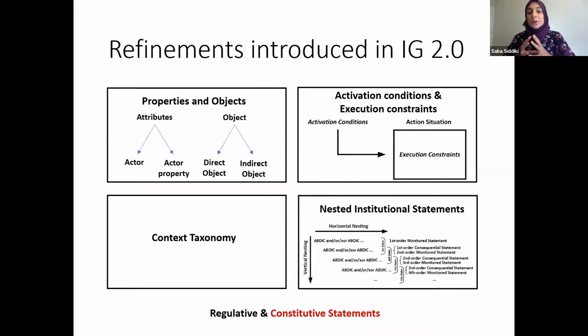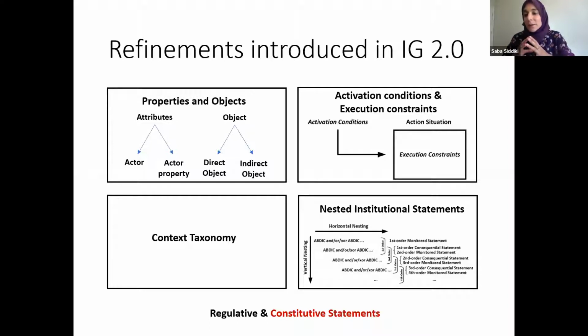So for example, we offer a taxonomy that allows you to differentiate between spatial, temporal, and other types of context. And then another refinement has a syntactic manifestation, but also relates to how institutional statement information is organized. We've introduced, building on some of Chris's work, this notion of nesting of institutional statements.